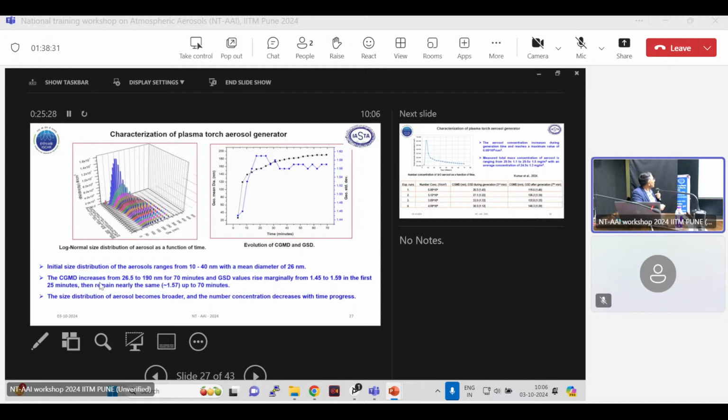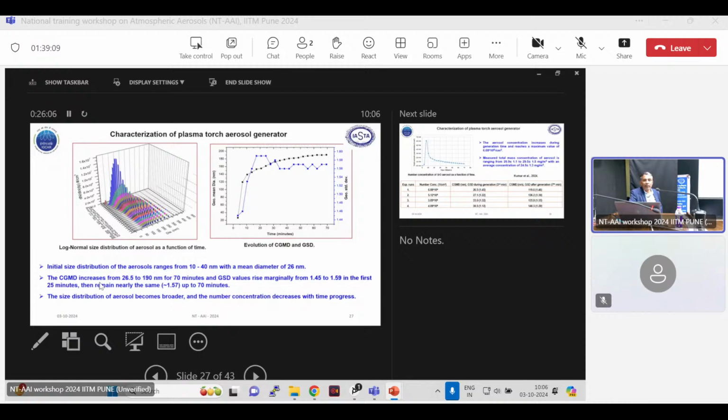As time progresses, this size distribution is also becoming monomodal to monodisperse to polydisperse, and your sigma is also increasing. If you see here, this count median diameter or mobility median diameter is around 25 nanometer, and the sigma is around 1.4 or 1.45. Then as time progresses, this MMD is increasing, because this is the source time.